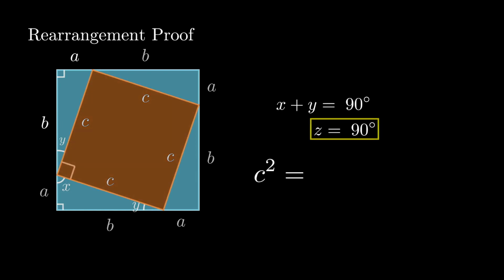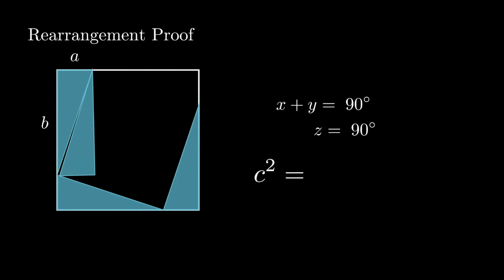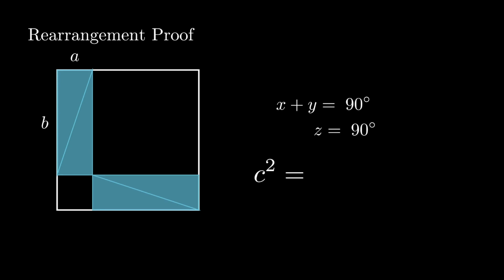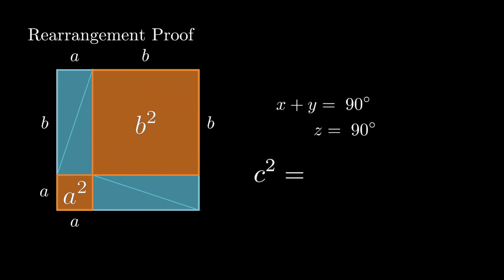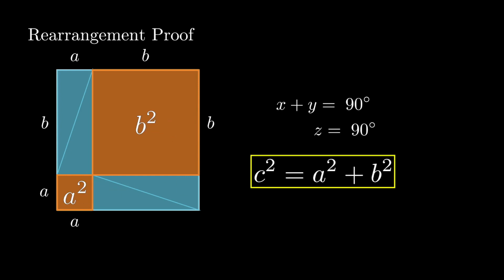Now here's the fun part. Let's rotate and move these triangles like this, preserving the empty space inside the square. This creates two new squares. The smaller square has side lengths of A, which comes from the short sides of the rearranged triangles. This means that the square has an area of A squared. The larger square has side lengths of B, which comes from these sides of the triangles. So, the area of this square is B squared. Since all we did was just rearrange the triangles, the total empty orange space remained the same. So this gives us the Pythagorean theorem, C squared equals A squared plus B squared.